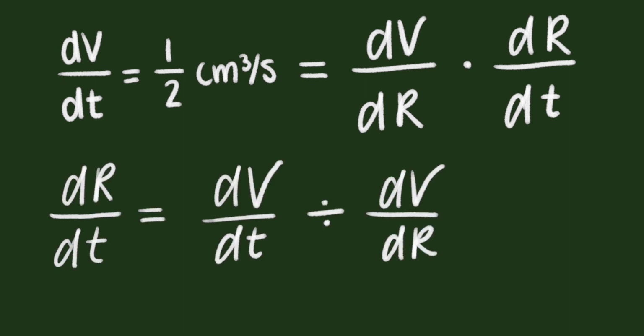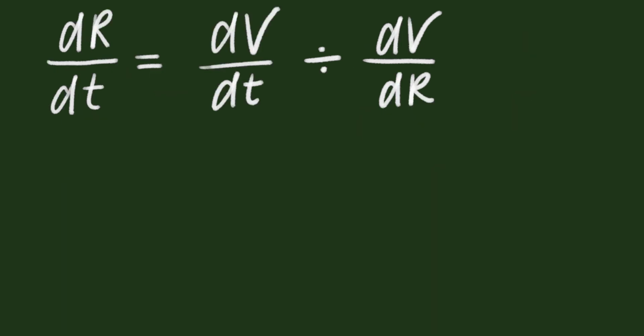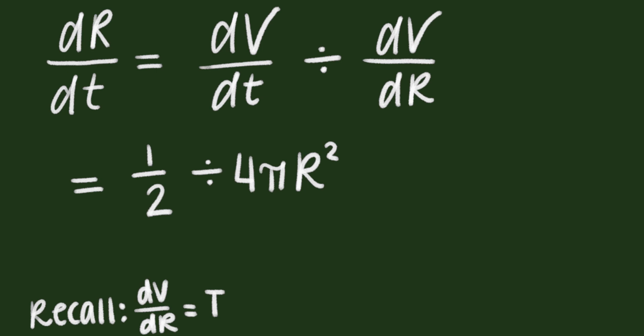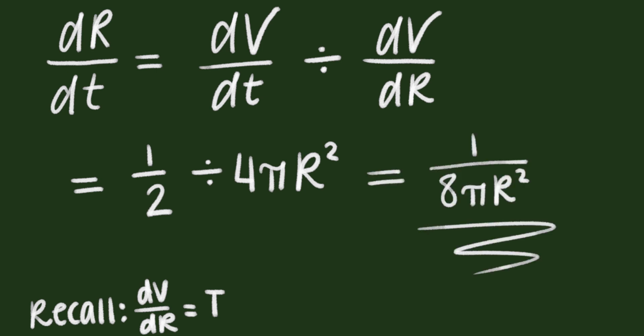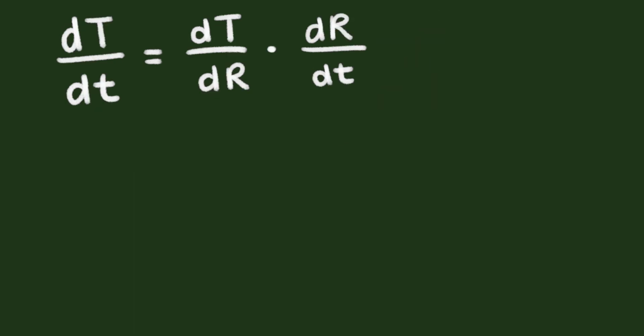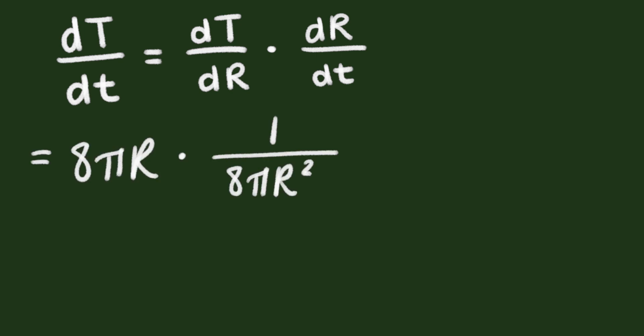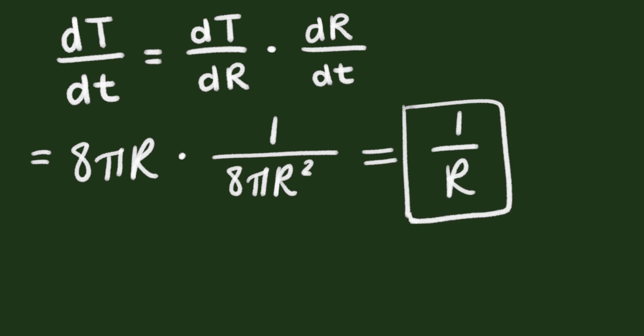Once you manipulate the equation into dr over dt equals dv over dt divided by dv over dr, you can now solve for dr over dt and substitute it in the original chain rule equation for the surface area. Now, what you get is 1/2 divided by 4 pi r squared, which equals 1 over 8 pi r squared. Going back to the original chain rule equation, you now have d big T over d little t equals 8 pi r times 1 over 8 pi r squared, which is equal to 1 over r.